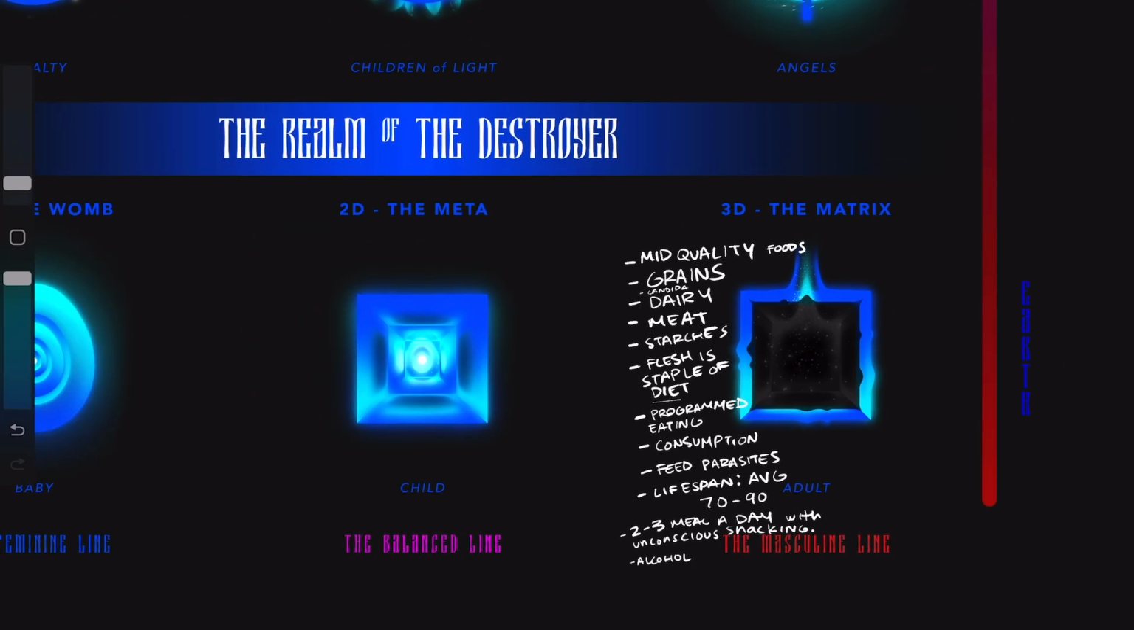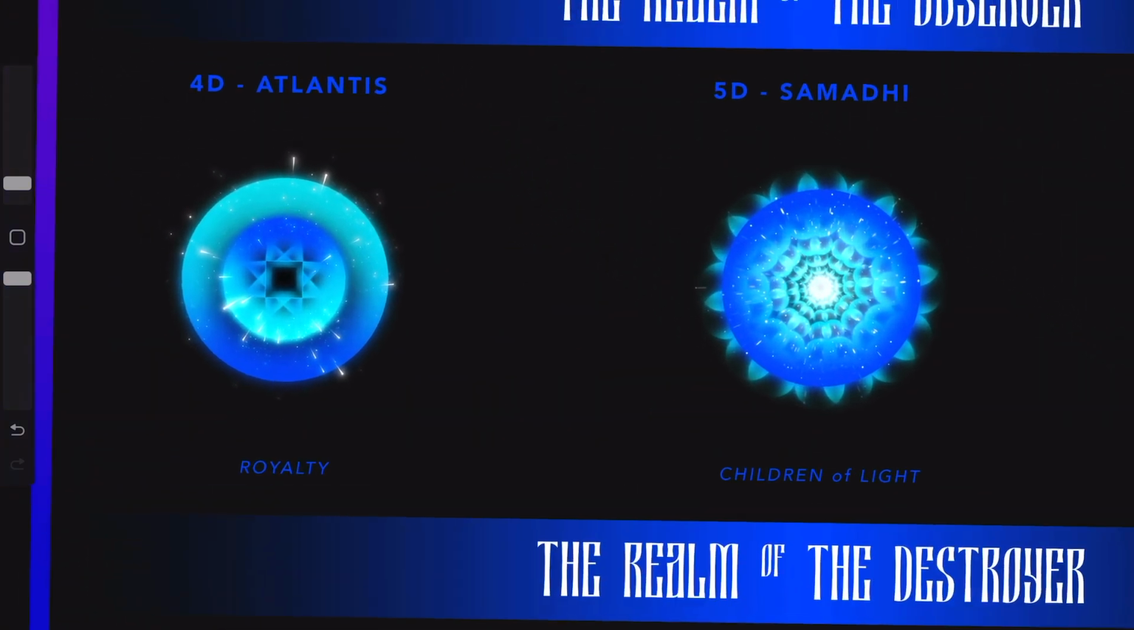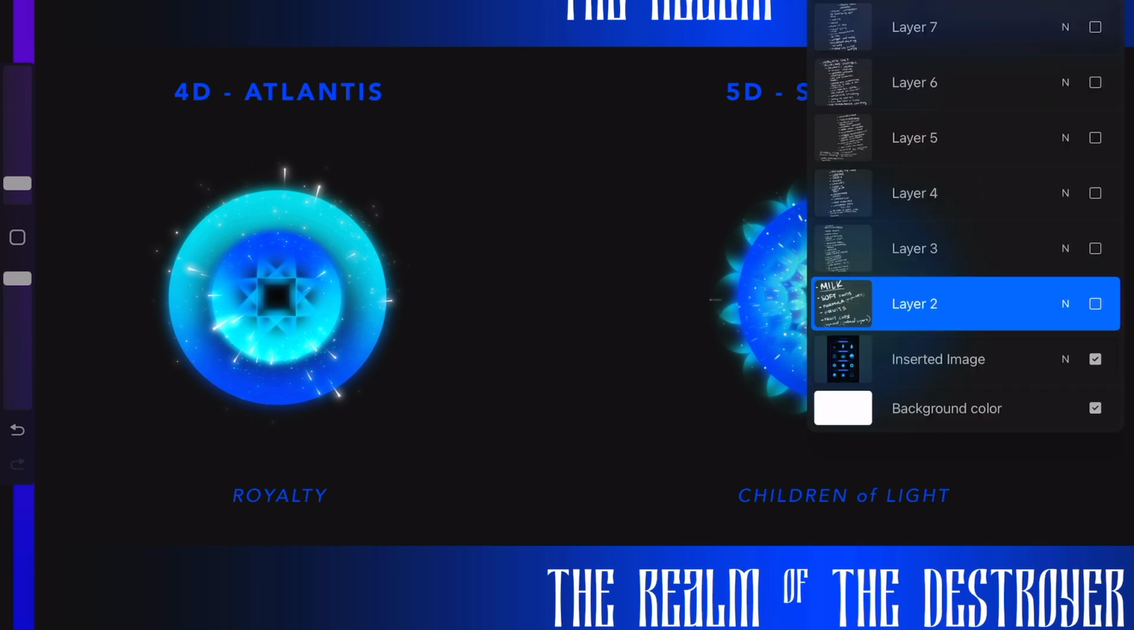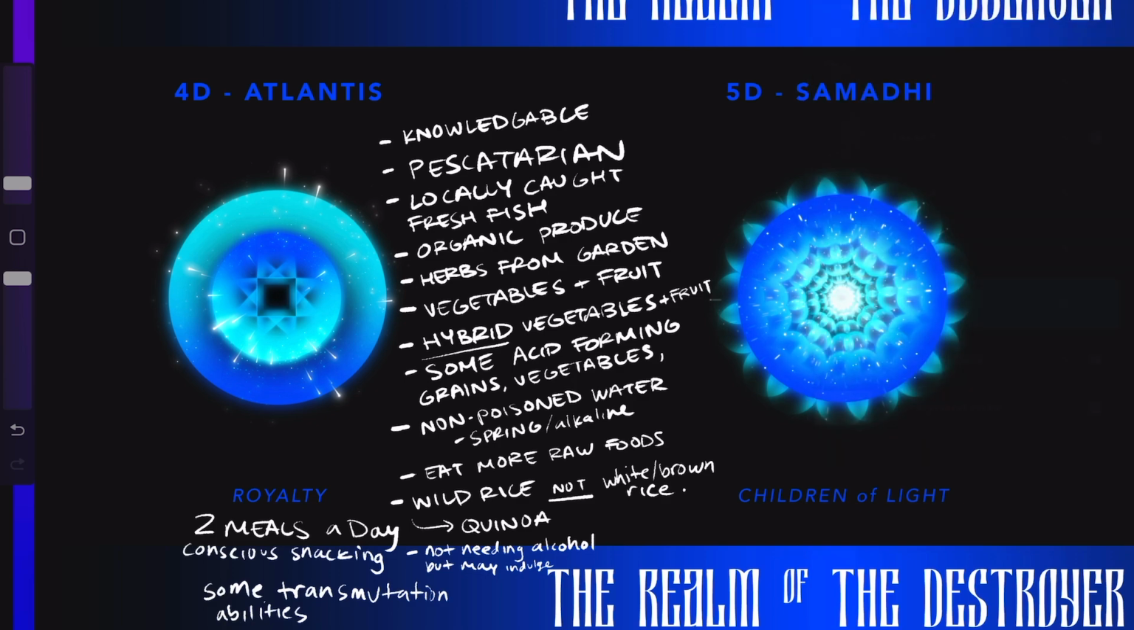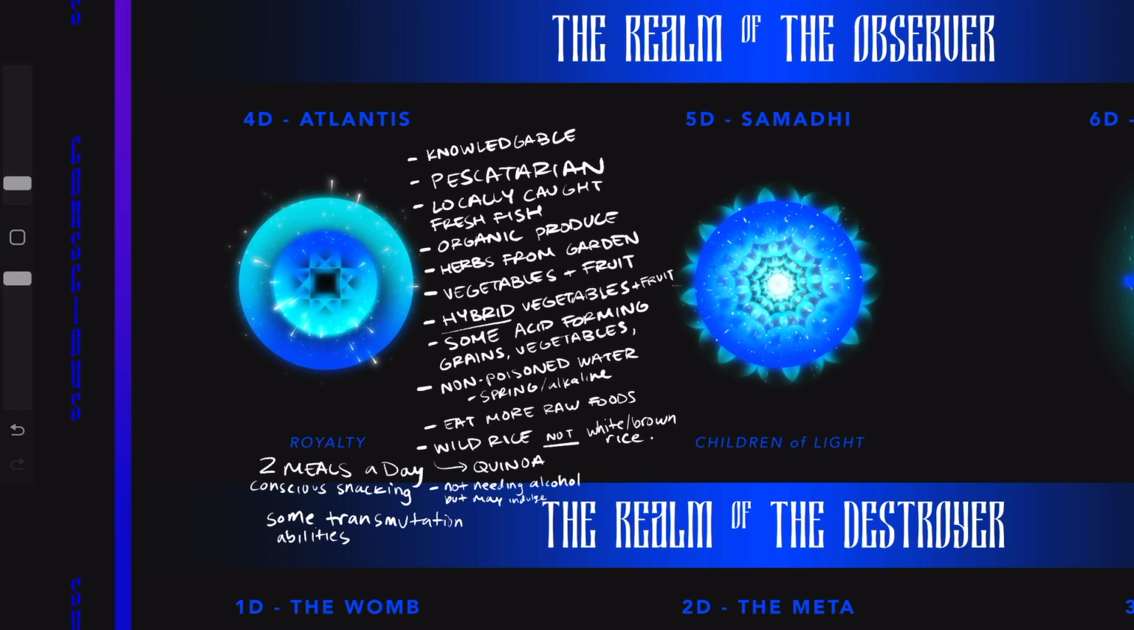We can get into all of that at another time, but for now, let's go back into the 4D diet. So, Atlantis, what is the Atlantean diet? This is a huge step in awareness. We're moving from the realm of the destroyer, where the diet is deteriorating the body more than it's building it up. Maybe temporarily you're building muscle, but at an organ level, you're actually degenerating your body, which is your vessel for your spirit.